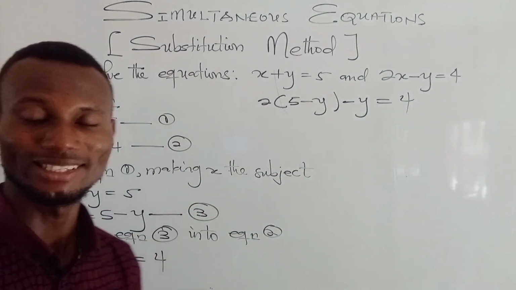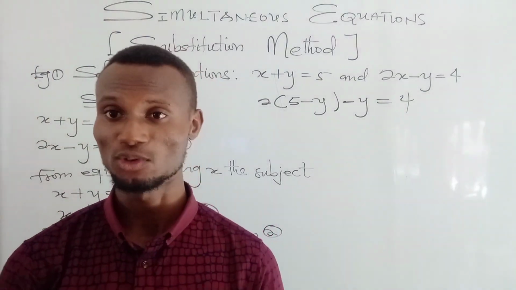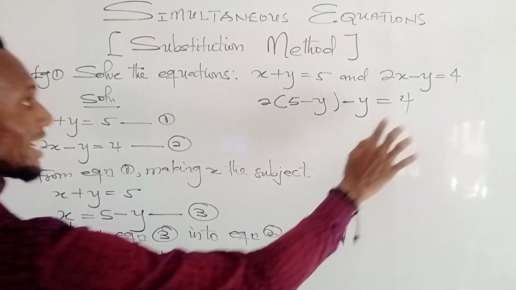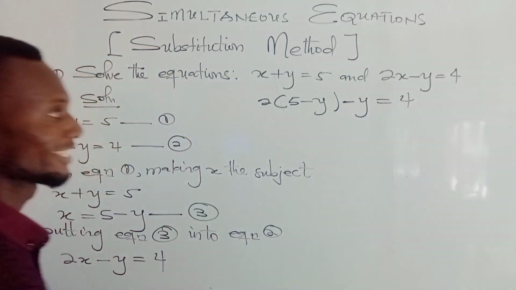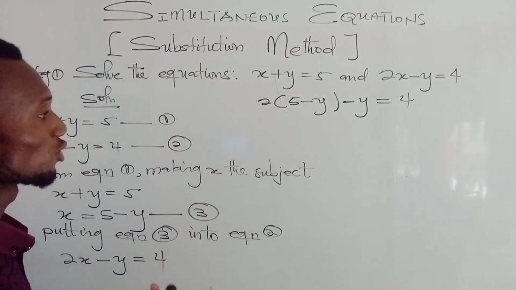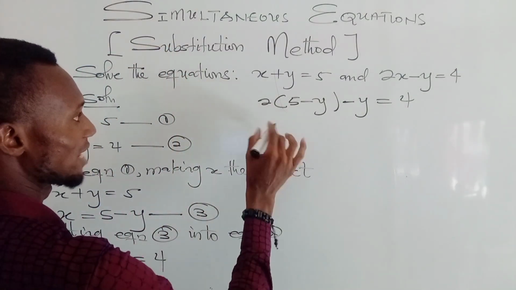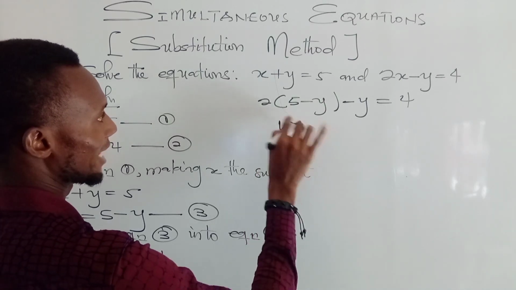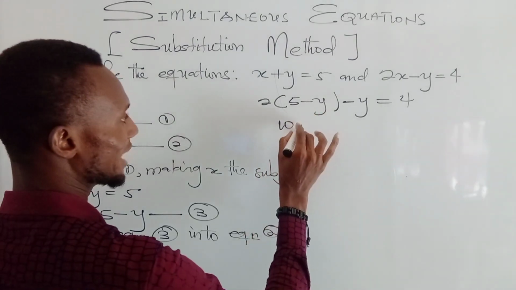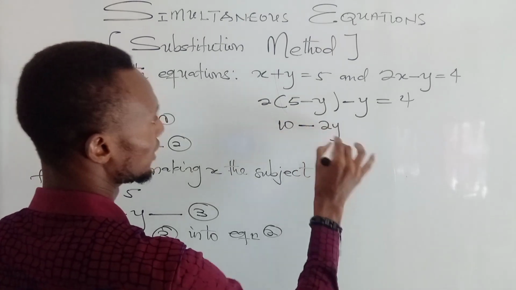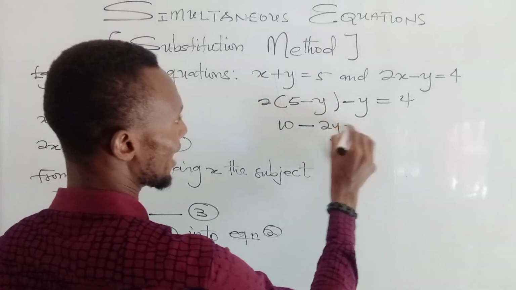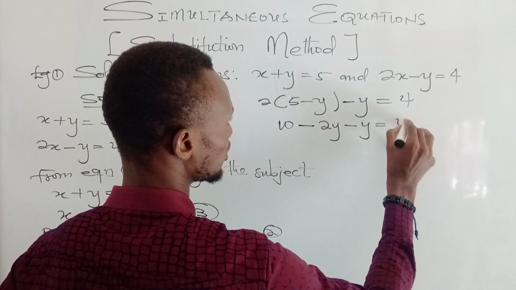I hope you understand and you agree with me up to this point. From here, we just need to open our bracket and solve further. So 2 times 5 gives 10, so I have my 10. 2 times minus y gives minus 2y. And you bring your minus y, which is here, equals to 4.